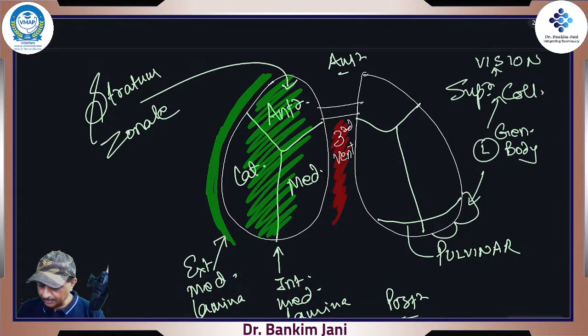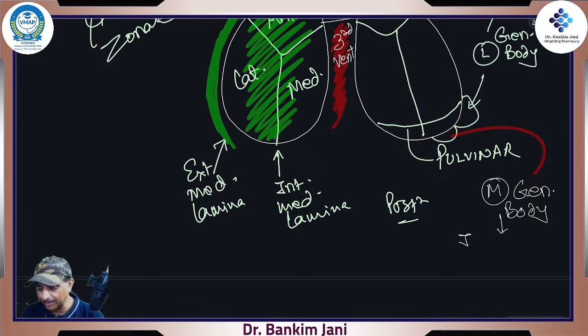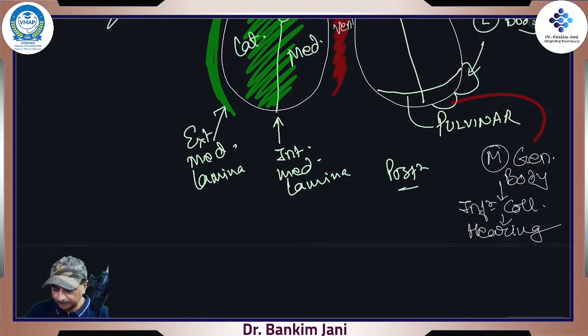Well, this one, right? That is inferior geniculate body, medial geniculate body. So this is medial geniculate body. That one is meant for inferior colliculus, right? And inferior colliculus is for audio or the hearing. Right? Though we have discussed it, but did it again.